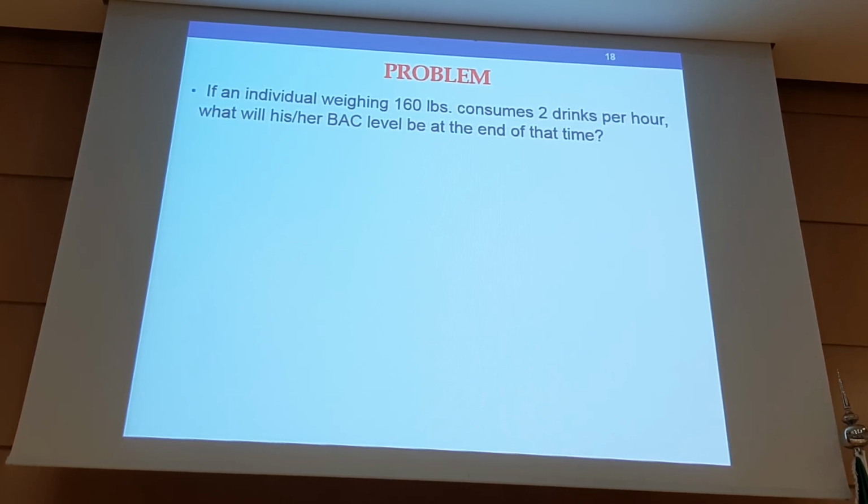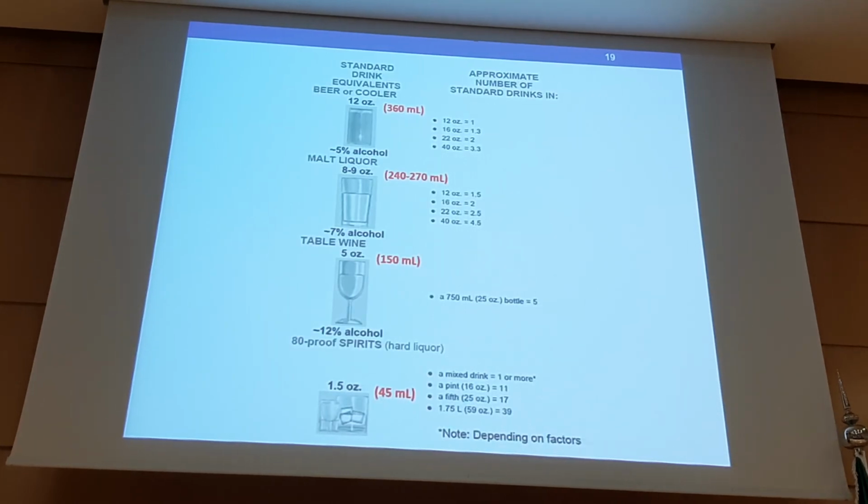If a normal weight person consumes 2 drinks per hour, what will her BAC level be at the end of that time? Well, let's first define what constitutes a drink. We have beer, 5%, that's 360 ml, so a can, similar to soda size, and that is 1 drink. Or you could go to 240, 270 ml, and that is if you go for malt liquor, which is 7% ethanol. If you go to wine, that's 12%, that is 150. If you go for a tequila shot or whiskey, that is 45 ml, which constitutes 1 drink.